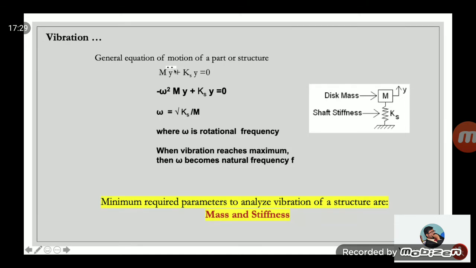So the other way of defining the frequency is, if you know the stiffness and mass, you can calculate it. Again, I want to emphasize that this is applicable for very simple systems, and you can calculate the fundamental frequency only with this information. So the minimum required parameters to analyze vibration are basically mass and stiffness.